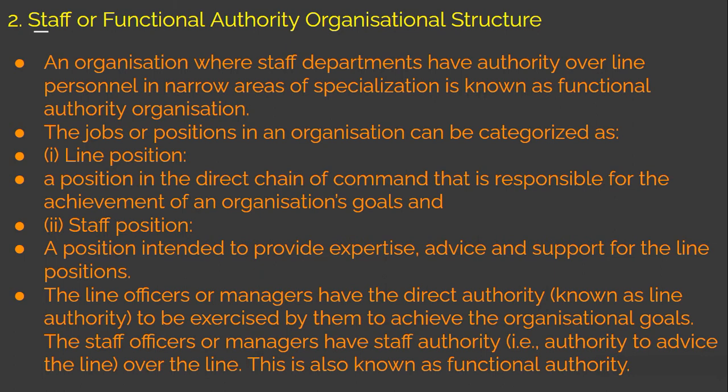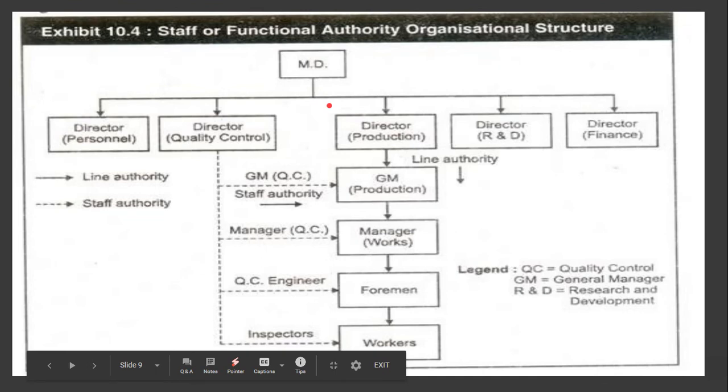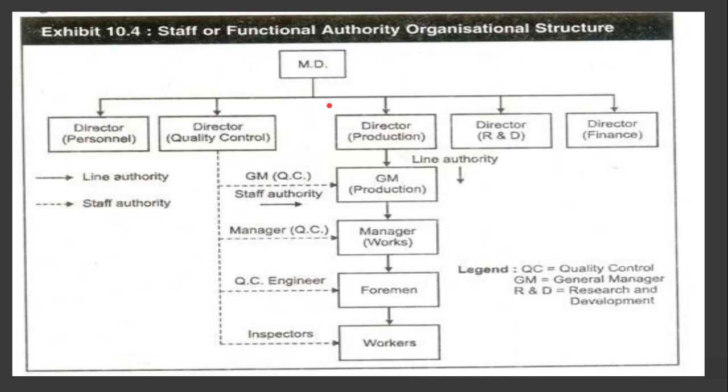They are just appointed to assist the line officers, and on a specialized basis, whatever the function or purpose for which they are appointed, they need to give advice accordingly, and that's why they are enjoying functional authority. On screen you are seeing the type or example of the functional authority organization structure. You can say the staff authority organization structure.